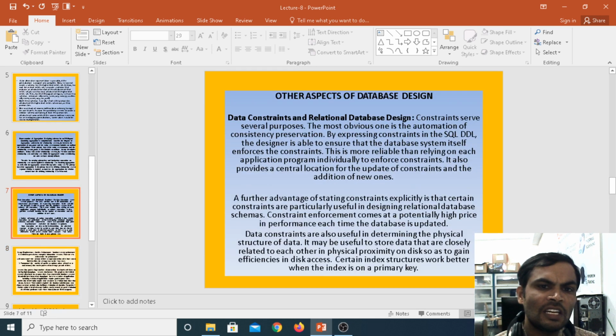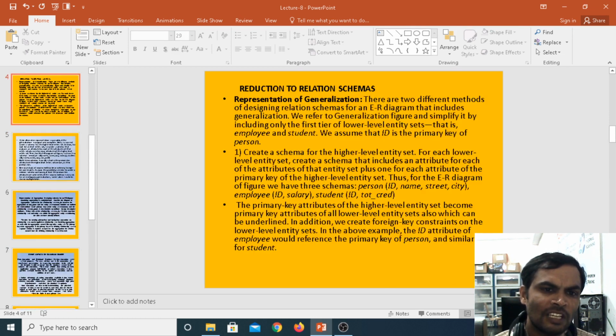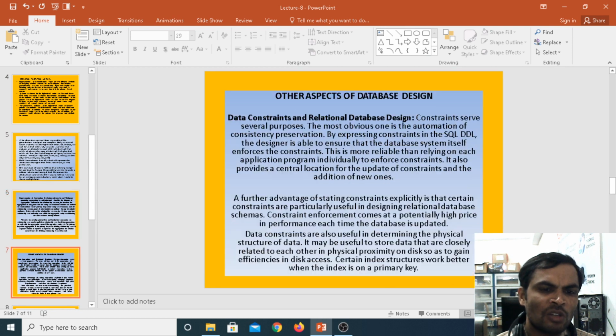Now these are the reductions to the relational schema. Means aggregation will be there, then specialization and generalization. If you want to reduce, we can reduce with the help of schemas in these three scenarios.